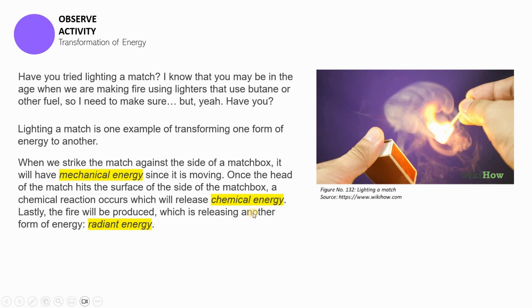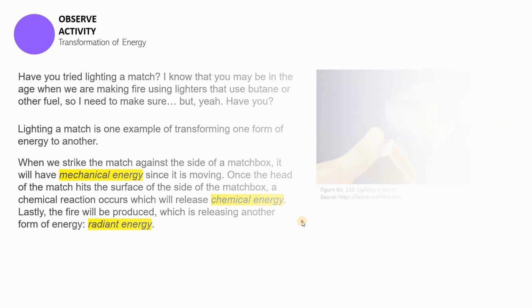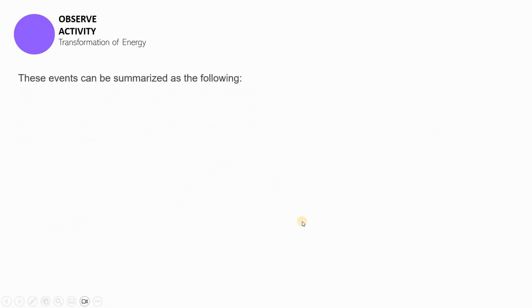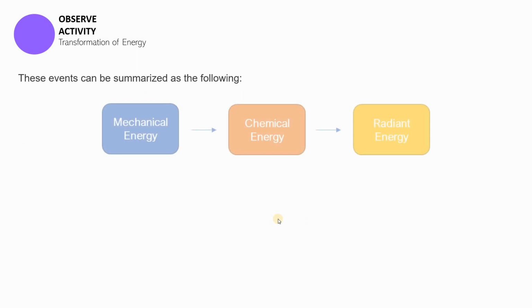In radiant energy, there will be light, there will also be some thermal energy. So, these events could be summarized as follows. First, the striking of the match, the actual burning of the match, and the light and the thermal energy that was produced. Now, I wanted to grab a sheet of paper and analyze the following.